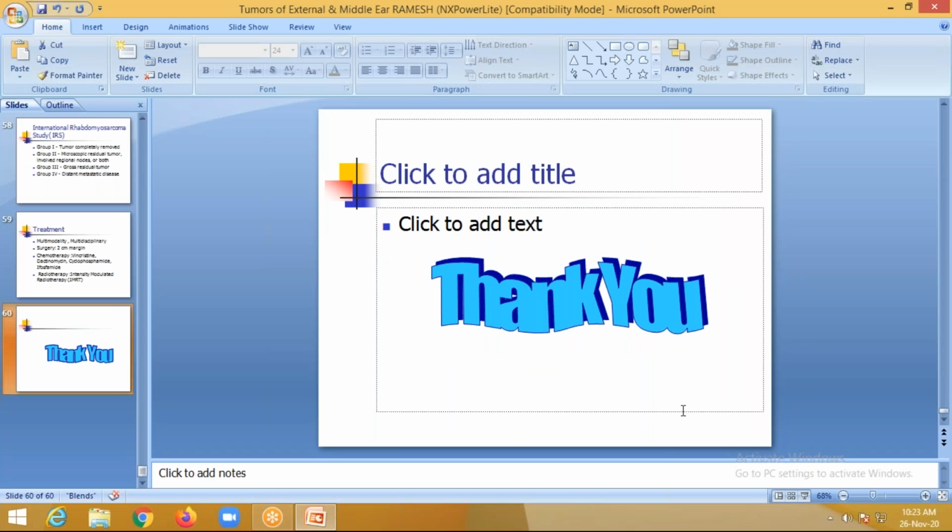So this was the external ear and the middle ear cancers or the tumors, benign tumors.